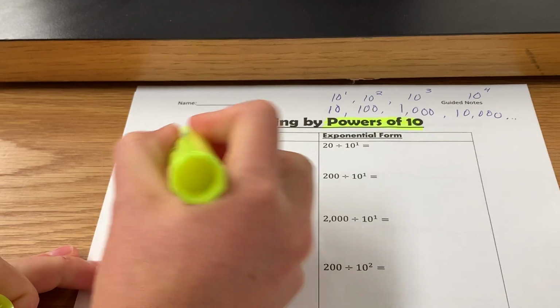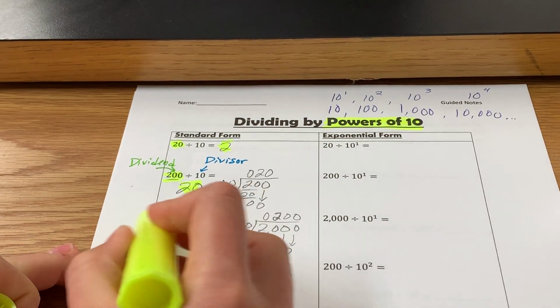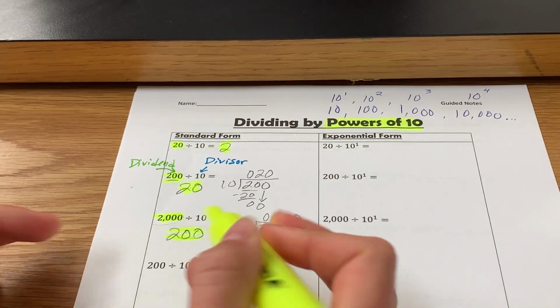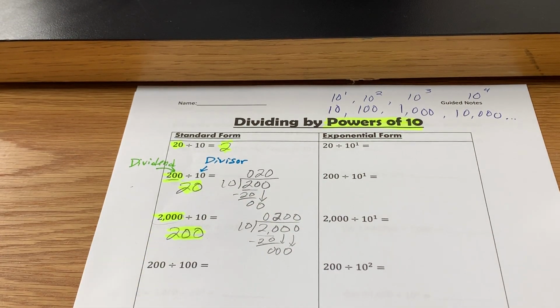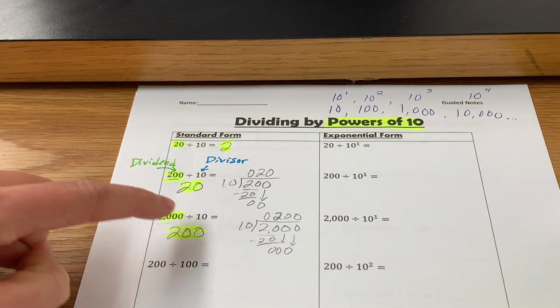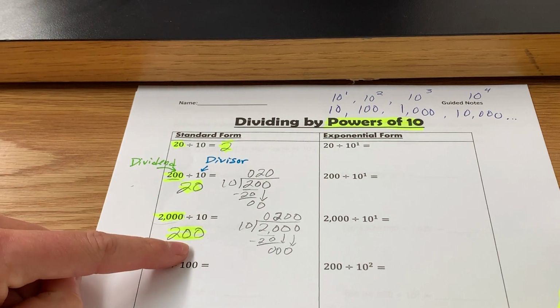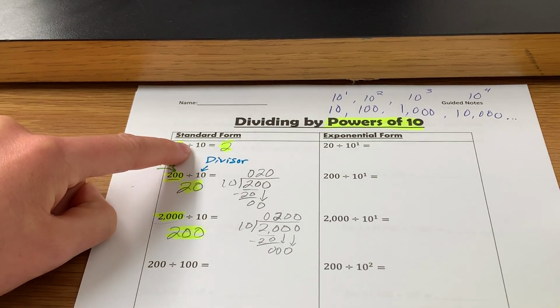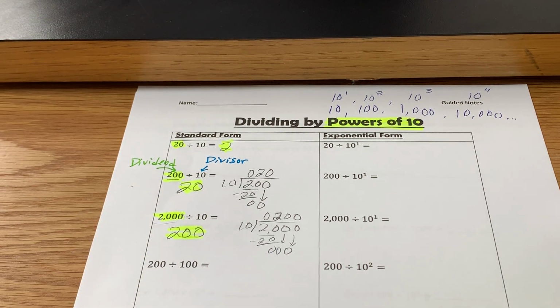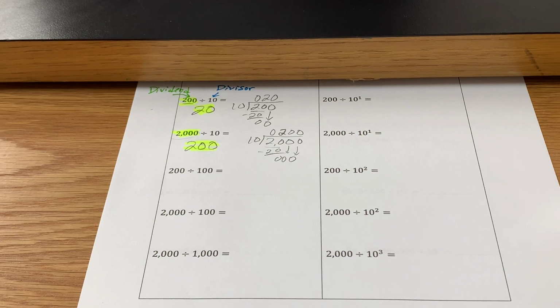So I had 20 divided by 10, that gave me 2. I had 200 divided by 10, it gave me 20. I had 2,000 divided by 10, and it gave me 200. So right off the bat, I'm noticing something interesting, that it looks like I'm removing a 0 from my original dividend. I'm removing 1 zero because I'm dividing by 10 in each one of these cases. So that's really interesting. Let's see what happens when we're dealing with numbers that aren't necessarily 10.